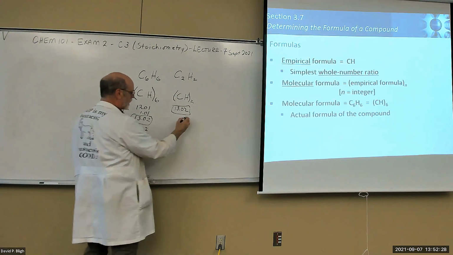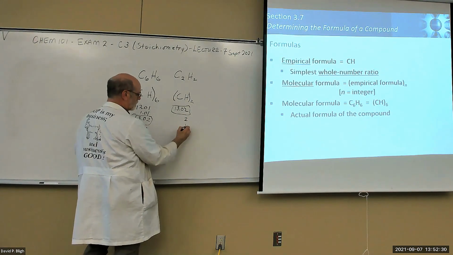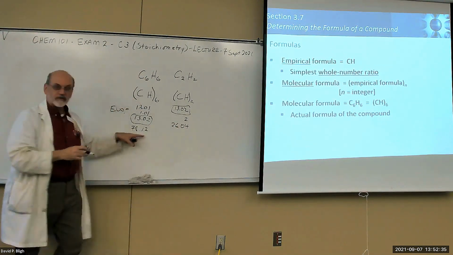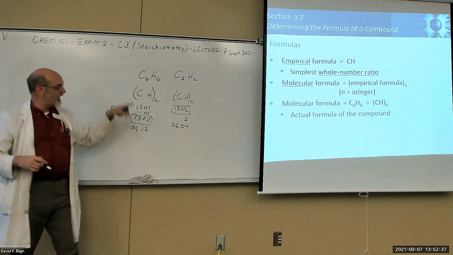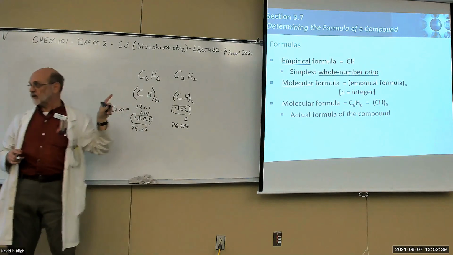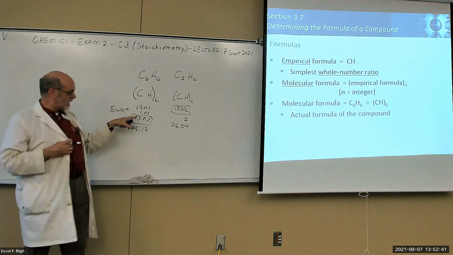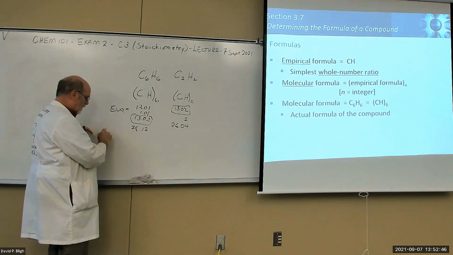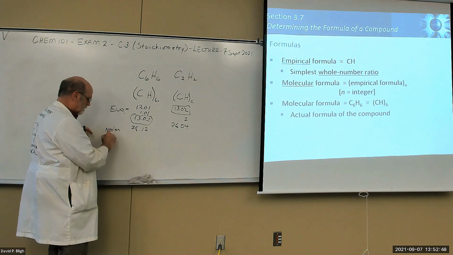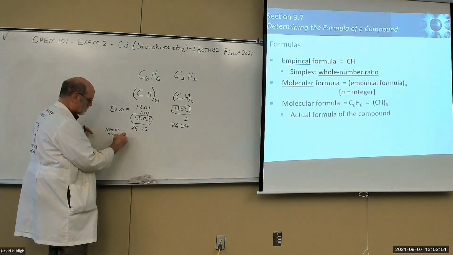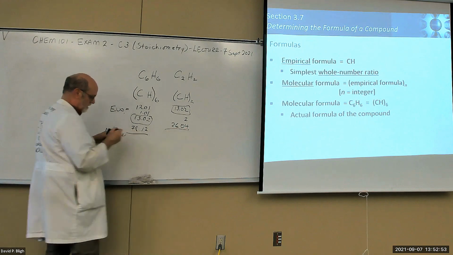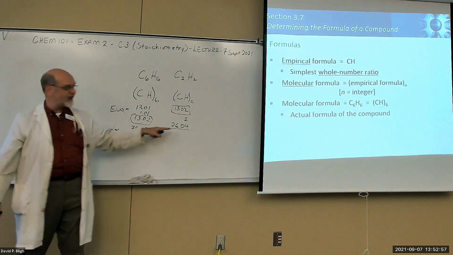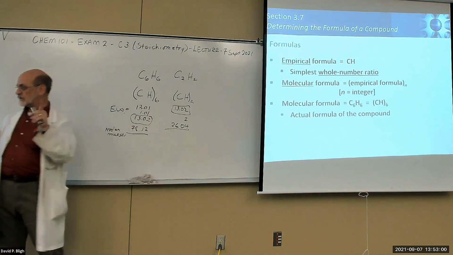And over here, we have to multiply it by 2. That gives 26.04. They have different molar masses for their molecular formulas, even though they have the same empirical weight. These are the molar masses, right here and here. So if we can find some way to determine the molar mass of each one, we can differentiate between the two.